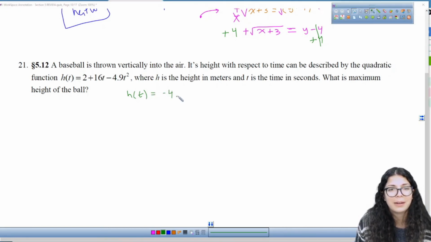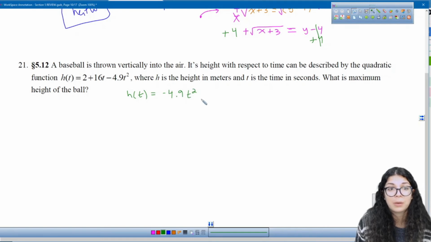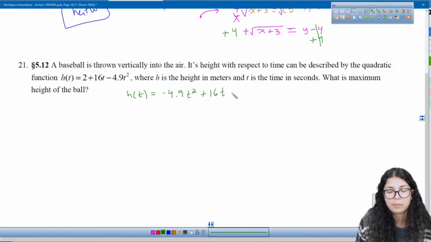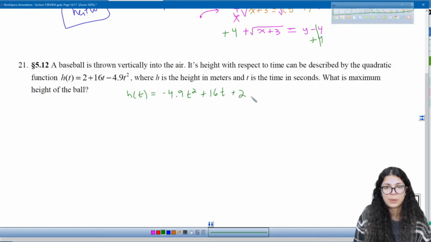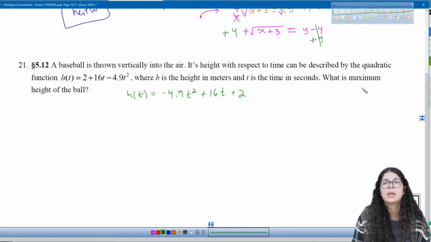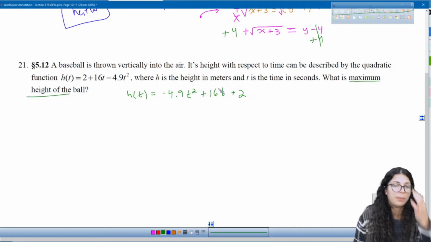It's not really a problem with the question, but it's easier to view the question this way. H is the height in meters, T is the time in seconds. What is the maximum height of the ball?